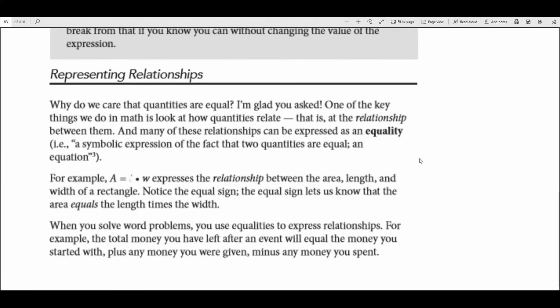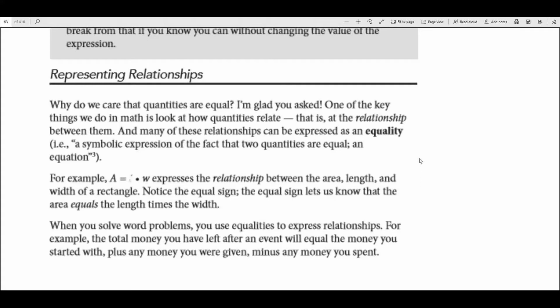Now, why do we care that quantities are equal? I'm glad you asked. One of the key things we do in math is look at how quantities relate, that is, at the relationship between them. Many of these relationships can be expressed as an equality. For example, a symbolic expression of the fact that two quantities are equal, an equation.